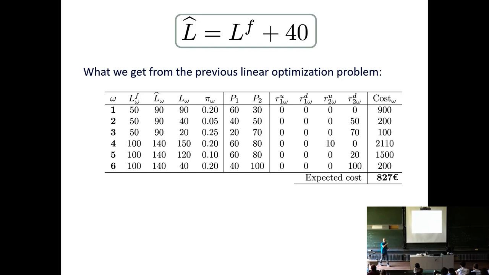When you solve this problem, you have the A's and B's, and you use them in the future. So once you estimate the A and B, every time that you receive a new forecast, you apply that bias, you add 40, and that's what you plug into your optimization problem.